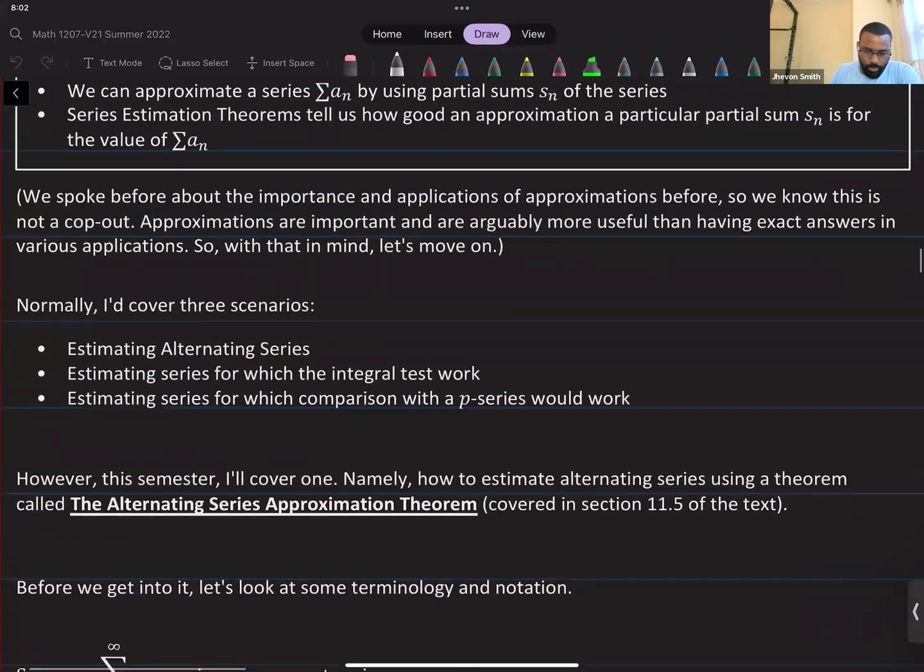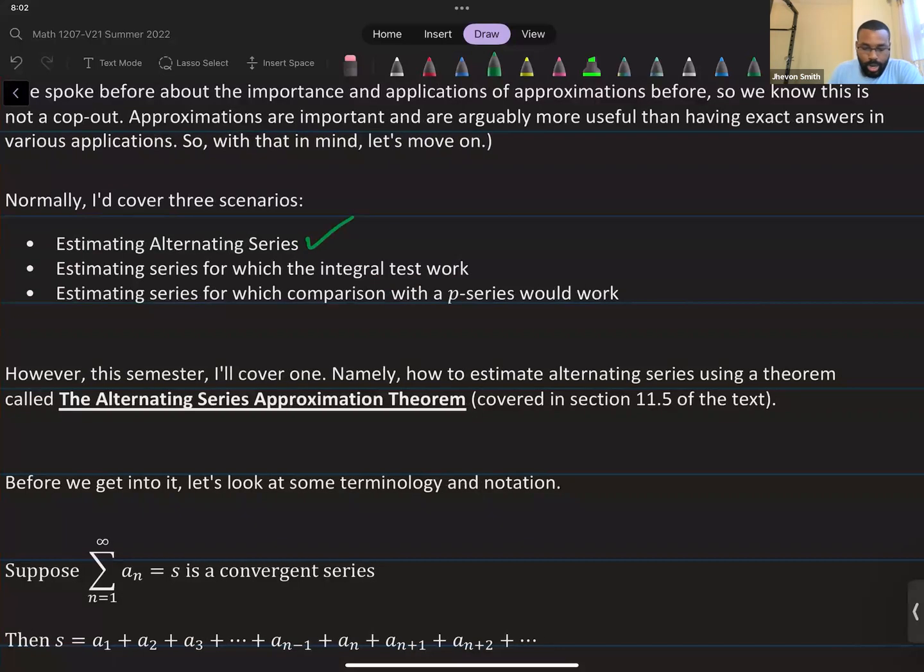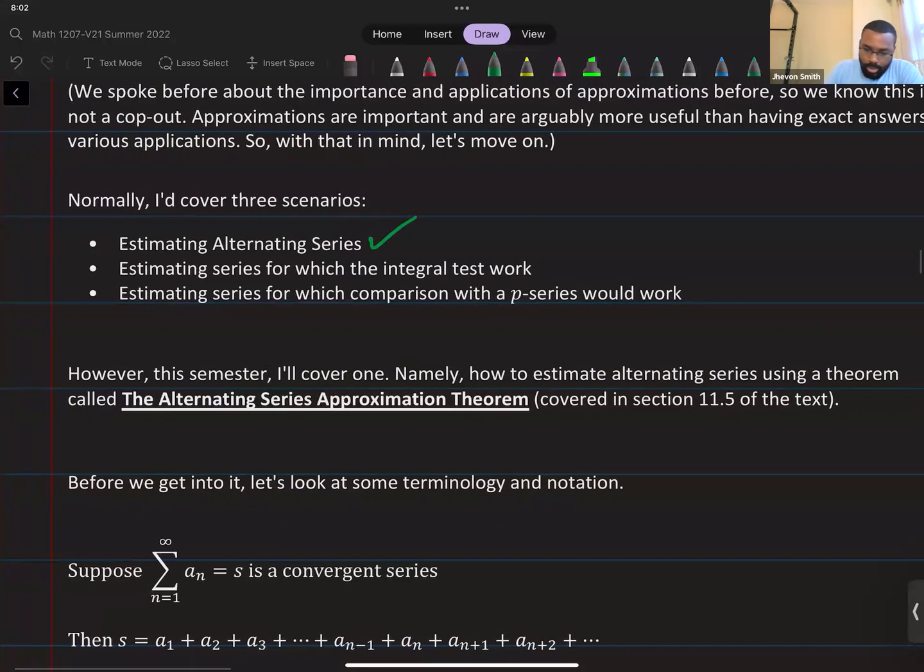So that is what we're going to talk about. Technically speaking, there were three things I wanted to cover, but I'm going to skip the last two. We're going to talk about the alternating series approximation theorem. For this, we need some vocabulary.